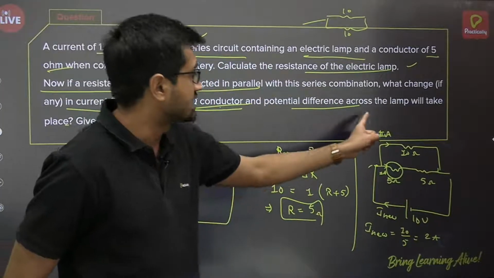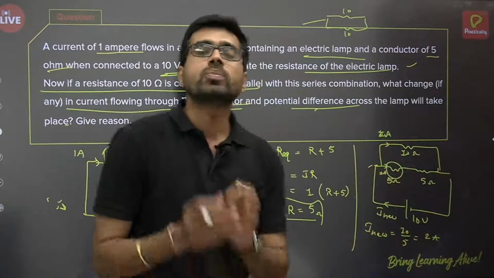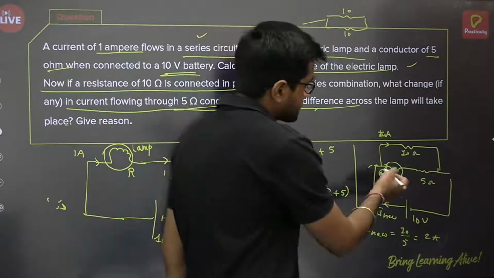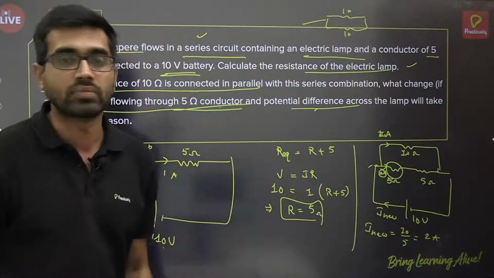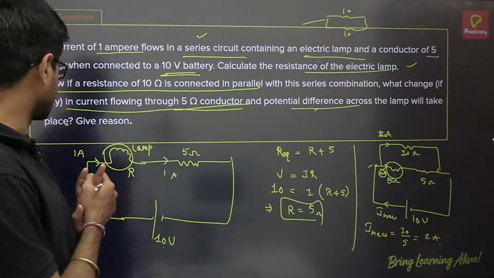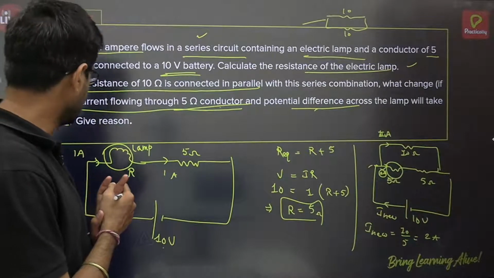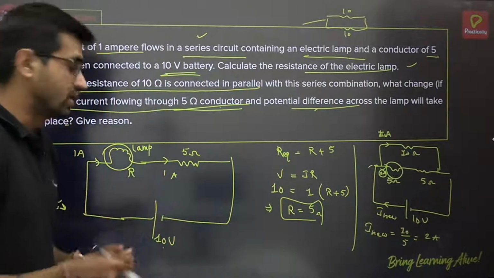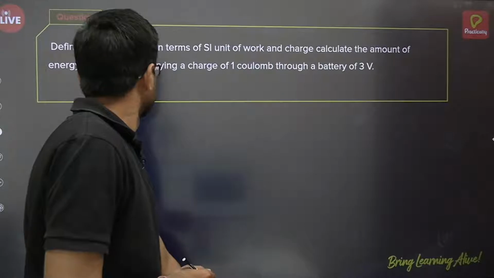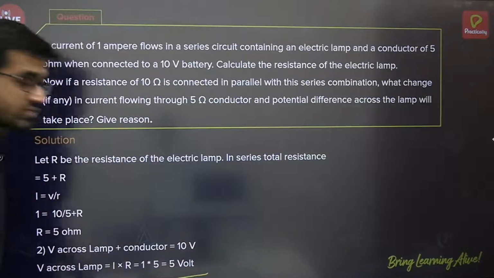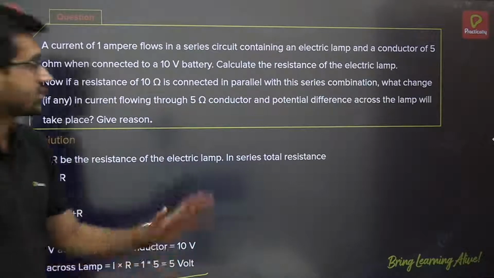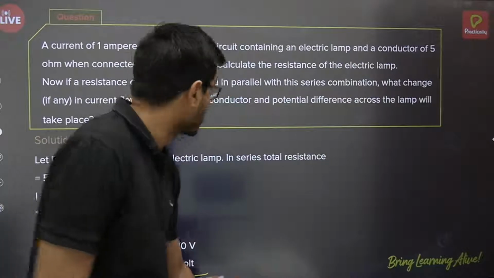Now it is asking what is the potential difference across the lamp. The potential difference across the lamp is still the same, because the same 1 ampere current is flowing in the lamp. Nothing has changed, and this whole thing will remain the same. Right. So this is what is written: the potential difference is still the same, it will still be 5 volt. And the voltage across the 10 ohm we have already solved. Okay. Let's move on.